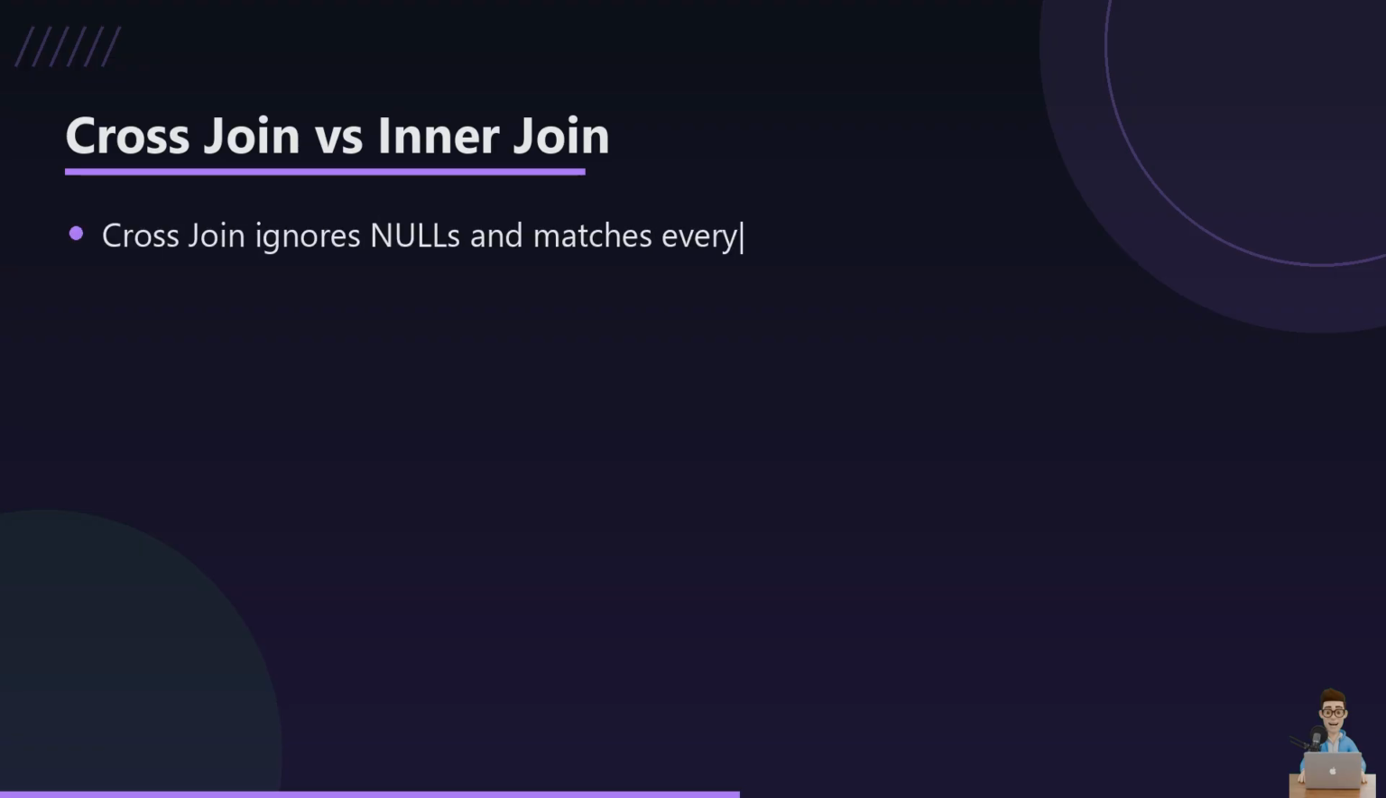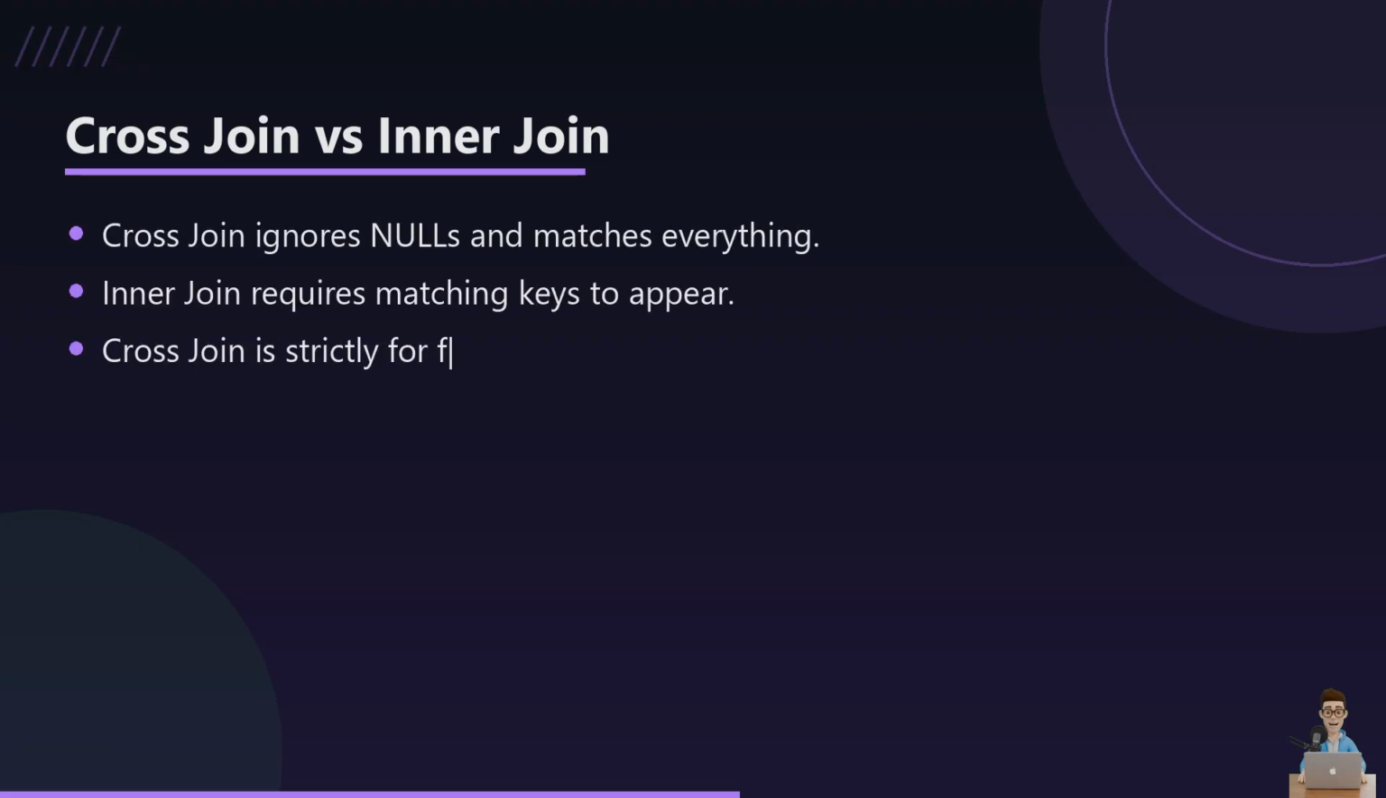Here's the difference. Inner joins only show rows where keys match, but cross joins ignore that. Use a cross join when you specifically need every single combination regardless of whether they match on any ID. It is overrated for finding related data, but underrated for testing all possibilities.